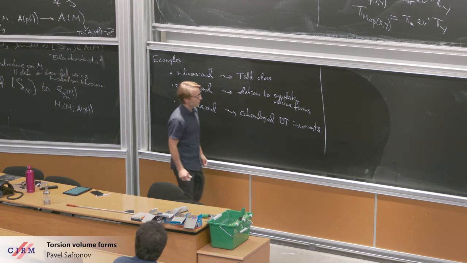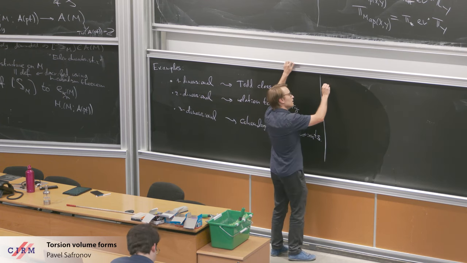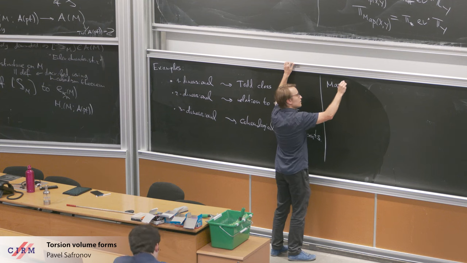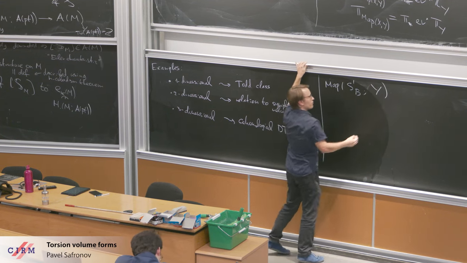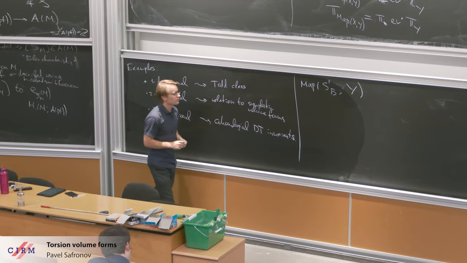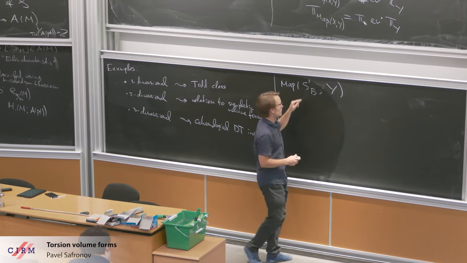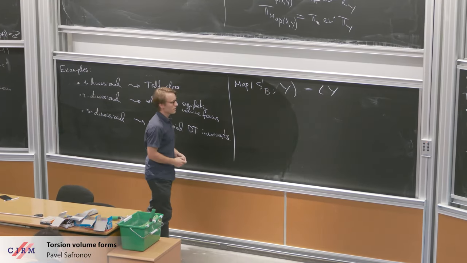Okay, so by one-dimensional example, I just mean let's look at maps from the circle into Y. There are not many closed oriented one-manifolds, but let's take the circle. So that's the derived loop space of Y.